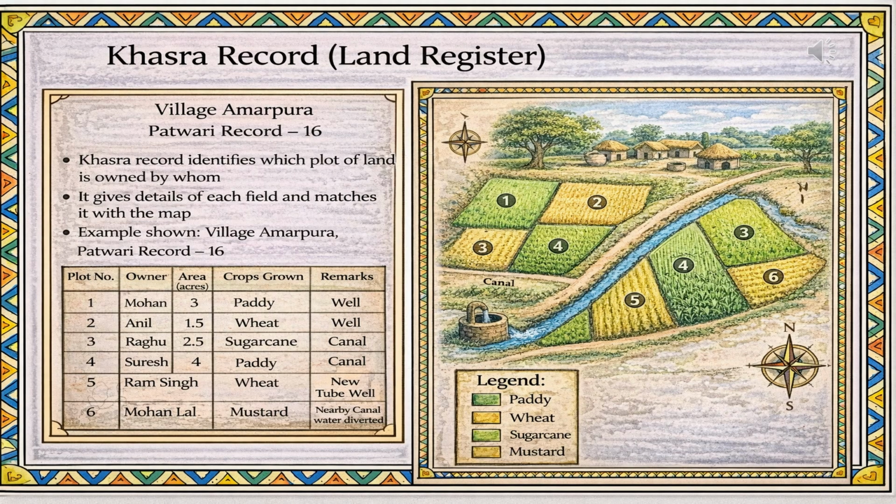A Khasra record, a land register, shows which plot belongs to whom in a village. It gives full details of each field and matches it with the village map. It includes plot number, owner's name, area of land, crops grown, and remarks like well, canal, tube well. So the Khasra record helps keep land details clear and makes solving land disputes easier.